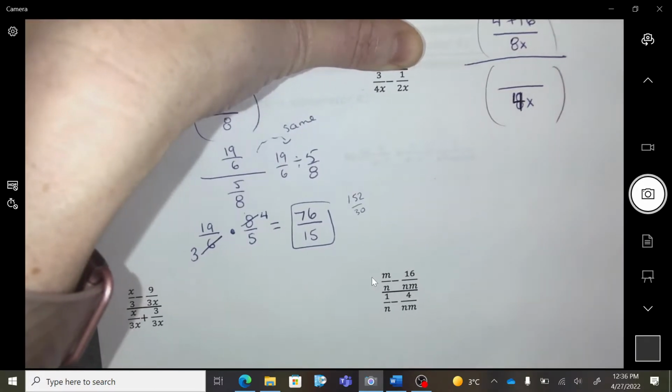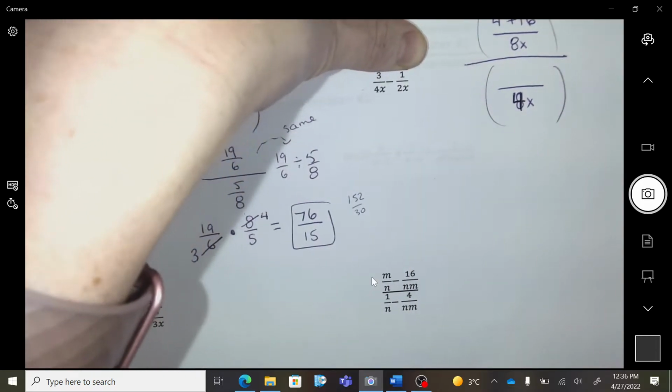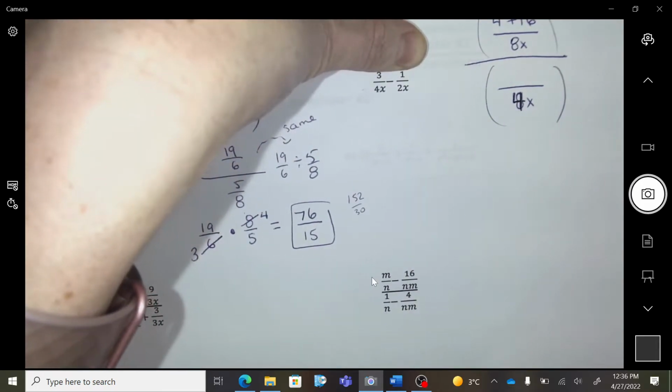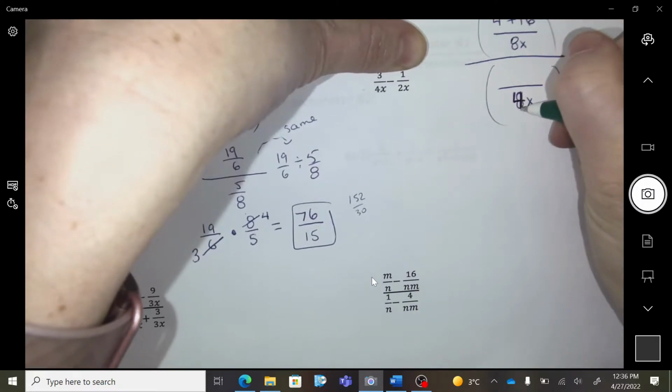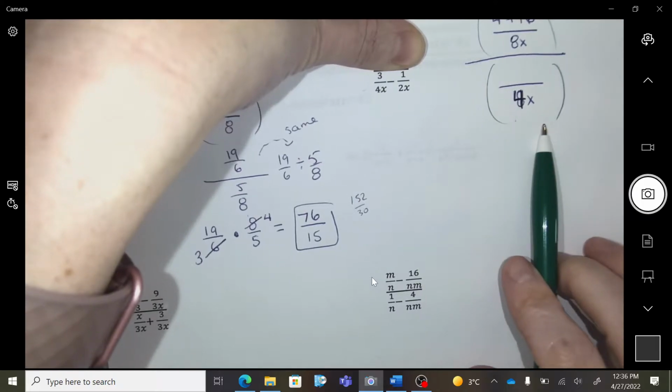I was thinking ahead to something else. Shouldn't do that. I'm like, don't do that, and then I do it. Okay, so I'm picking 4x.